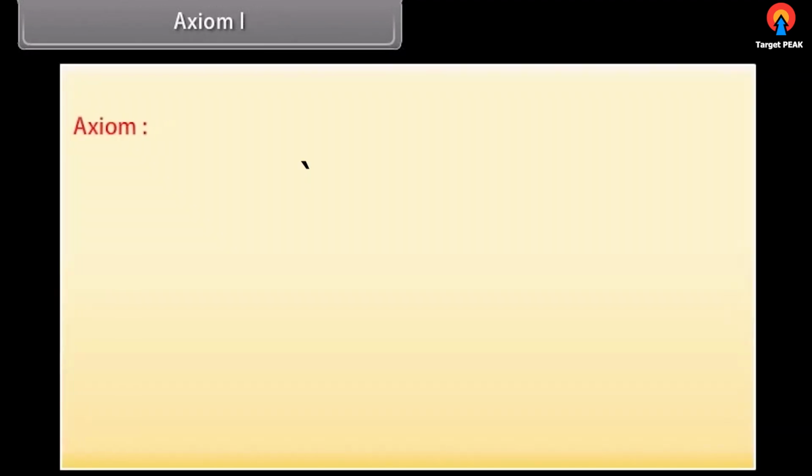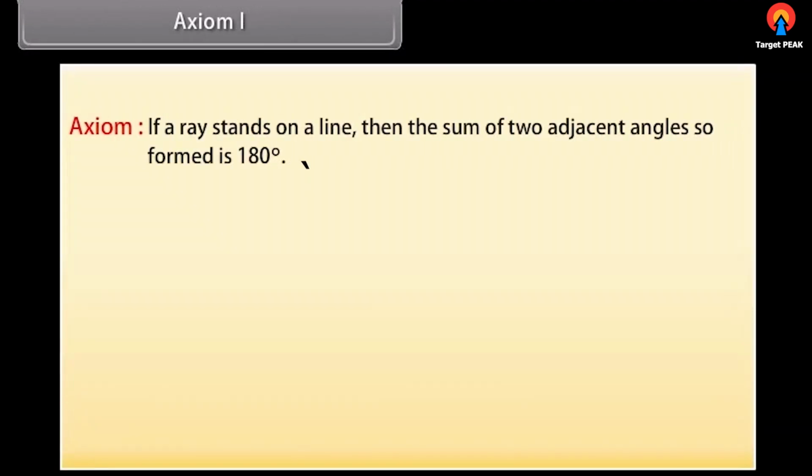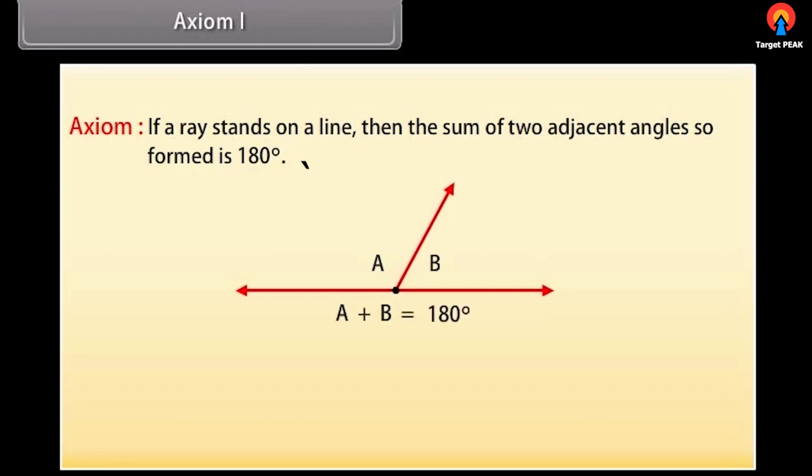Axiom 1. If a ray stands on a line, then the sum of two adjacent angles so formed is 180 degree. We know that if the sum of two adjacent angles is 180 degree, then they are called a linear pair of angles. Given that a ray stands on a line, from this we can conclude that the sum of two adjacent angles so formed is 180 degree.